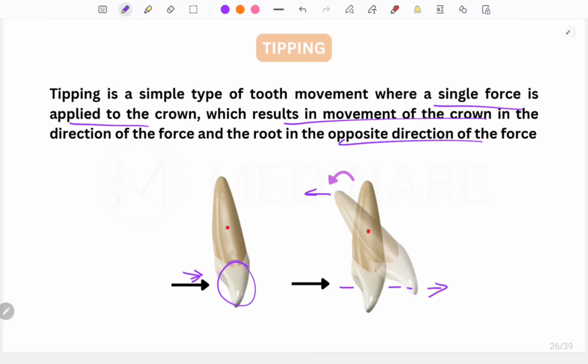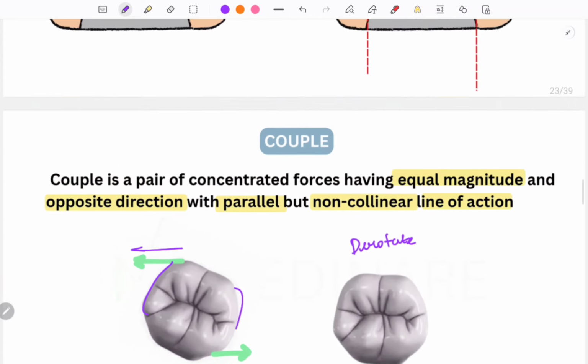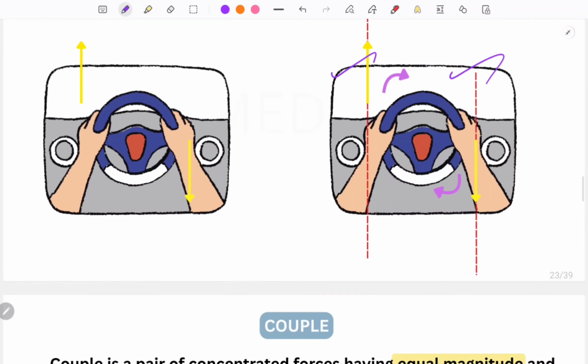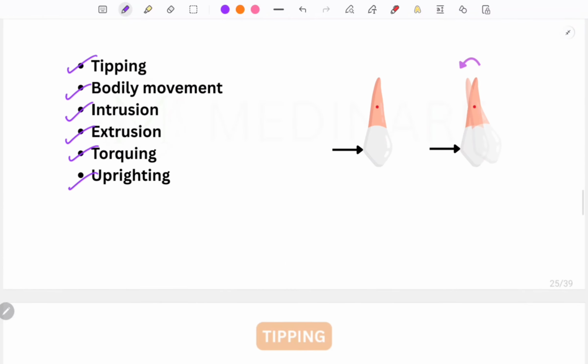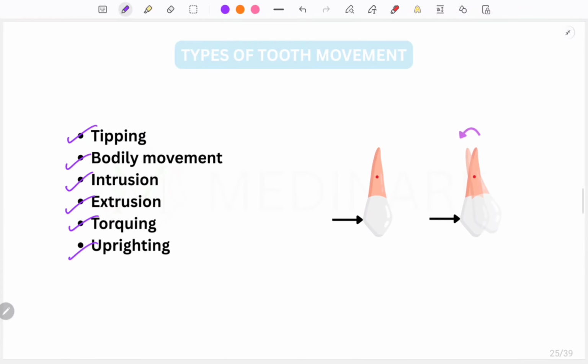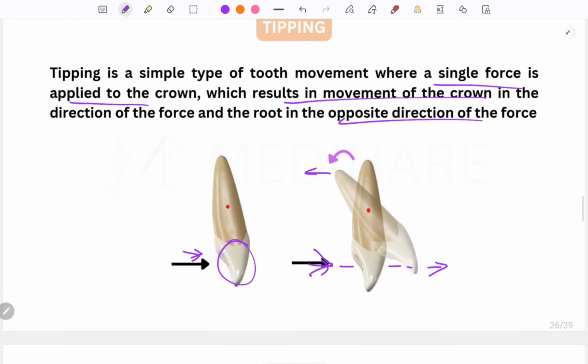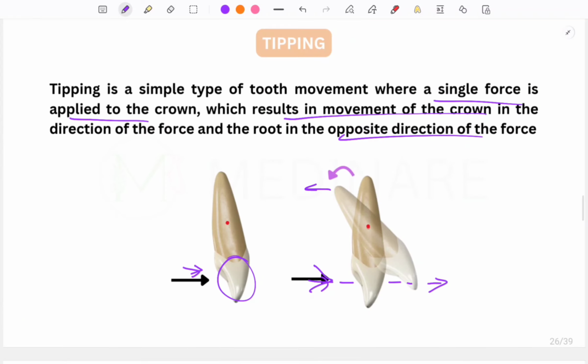You are just giving force here only. Don't confuse this with couple. This image will look similar to couple, but you are giving only one force. In couple, we know we are giving two equal forces. Two forces we need to give in couple, but in tipping, you are just giving a single force and that is going to produce a reaction to whatever force you are giving.